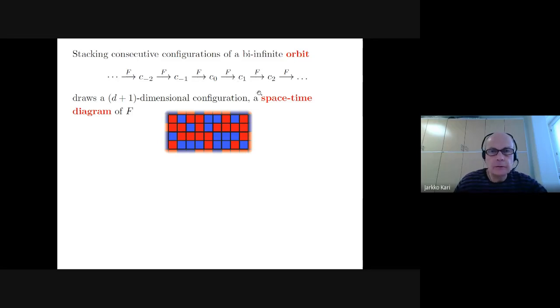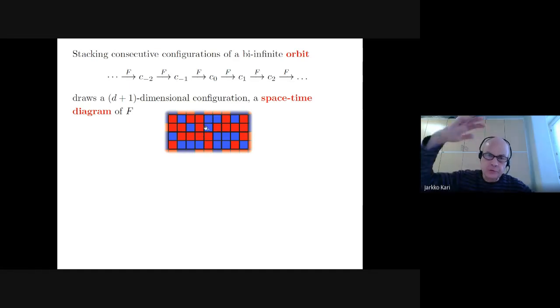Notice that my space-time diagrams are always bi-infinite. So I don't have a starting configuration. I start with a bi-infinite orbit without time 0, so the time runs from minus infinity to plus infinity. I just take any sequence of configurations that I obtain by iterating the cellular automaton. And then by drawing these one after the other, I get a d plus 1 dimensional configuration, a coloring of the infinite d plus 1 dimensional grid. You certainly know this concept of space-time diagrams for one-dimensional cellular automata, because then the space-time diagram is just a drawing on the plane, where the vertical direction is the temporal direction.